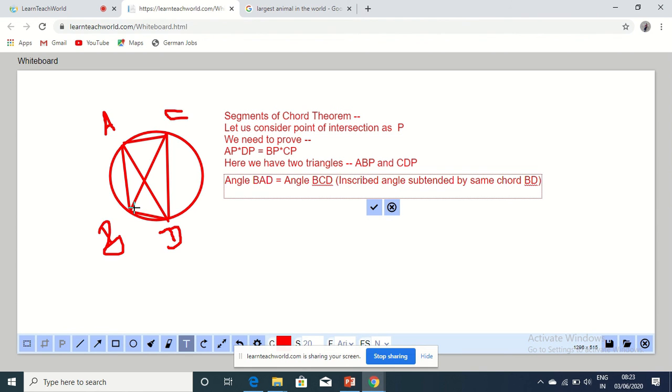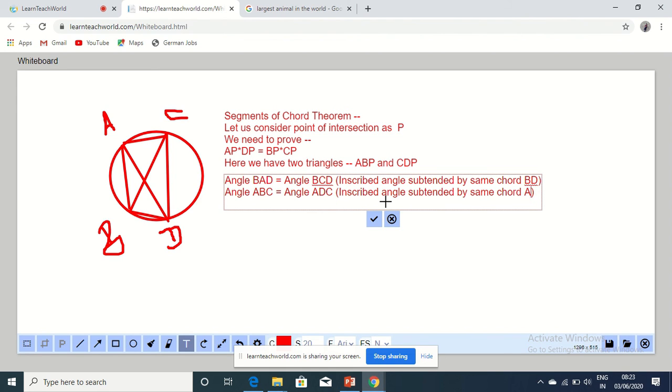So angle BAD and angle BCD will be the same, and in the same way I can write angle ABC equal to angle ADC, and here also I will copy this thing. The reason is the same. In this case the only difference is the chord will be AC. This time the inscribed angle is subtended by the chord AC. So what I will write is something like this.